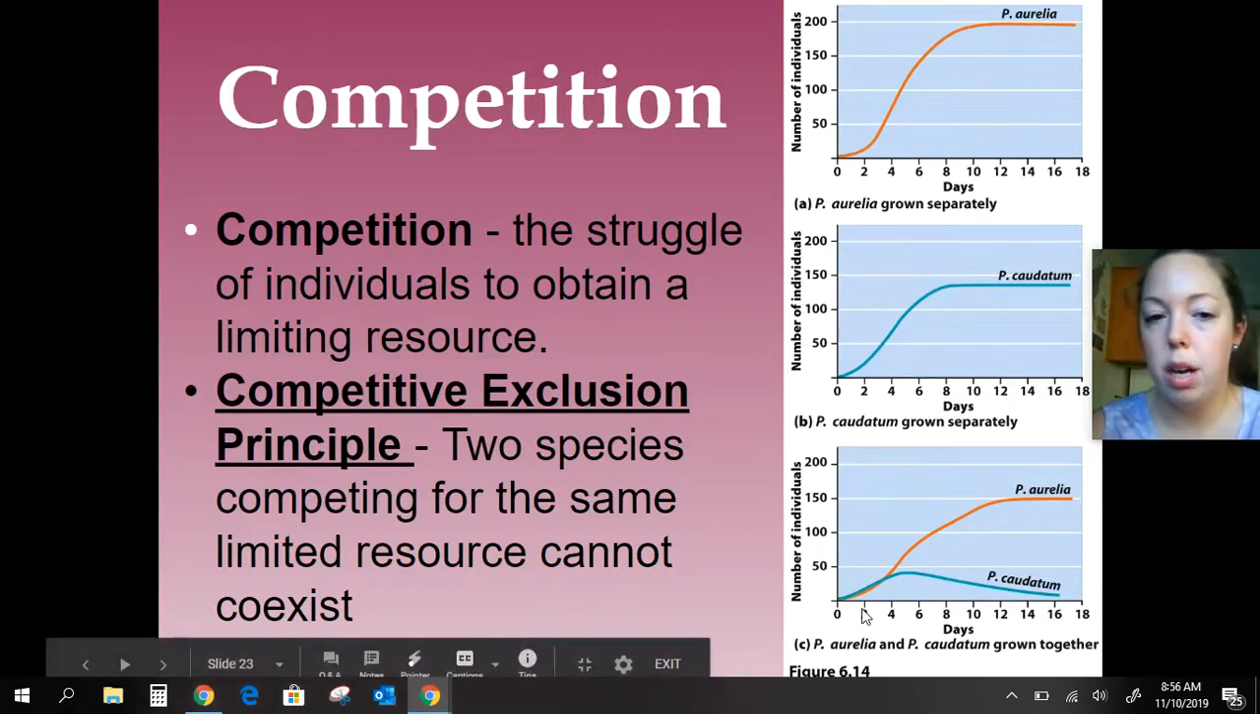Okay? And because of this competitive exclusion principle, right, 2 species competing for the same limited resource cannot coexist. This one basically took over. This one died. Okay, they can't coexist. They're in the same realized niche.